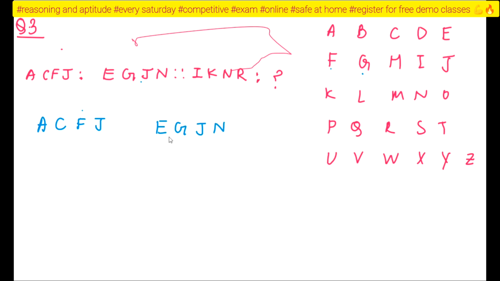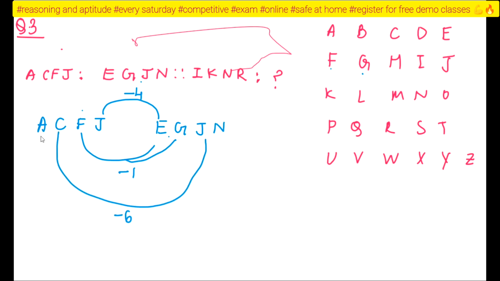J and E. How many times do we go? 1, 2, 3, 4. -4 times, right? Then F and G, -1. Then C and J. 1, 2, 3, 4, 5, 6. -6 times. And A and N. 1, 2, 3, up to 13 times, right? It is how many times? -13 times. So can you find out the next one?